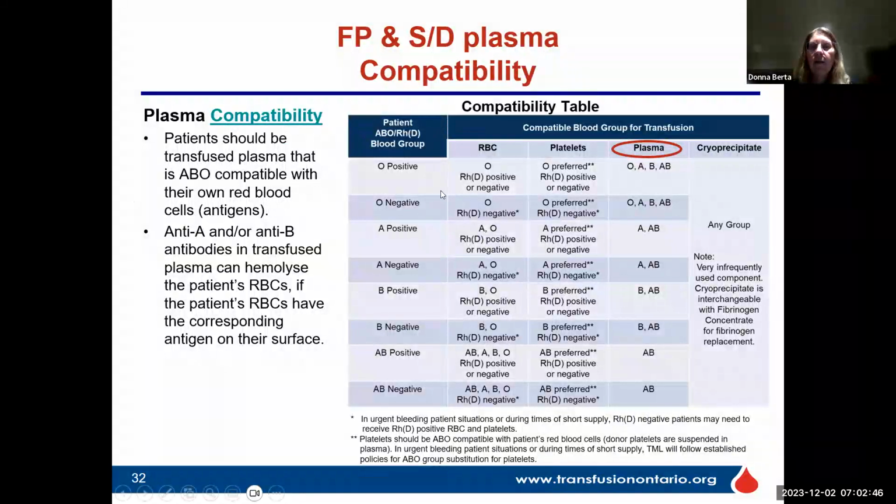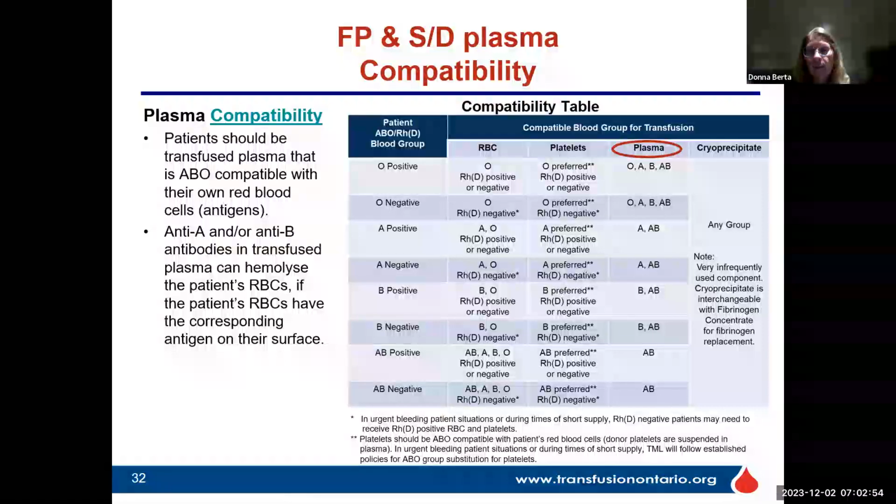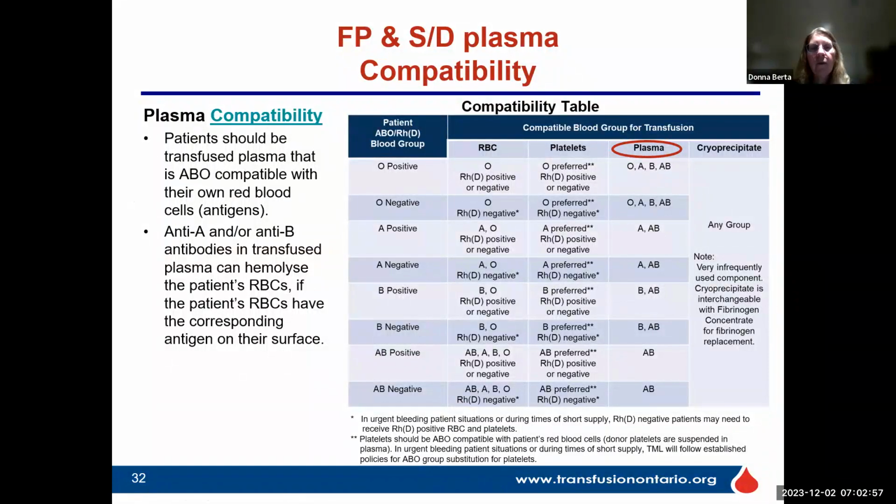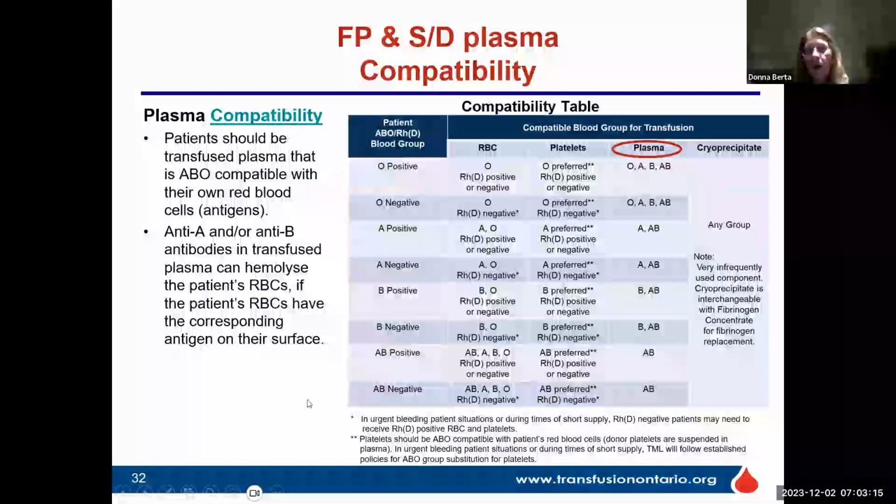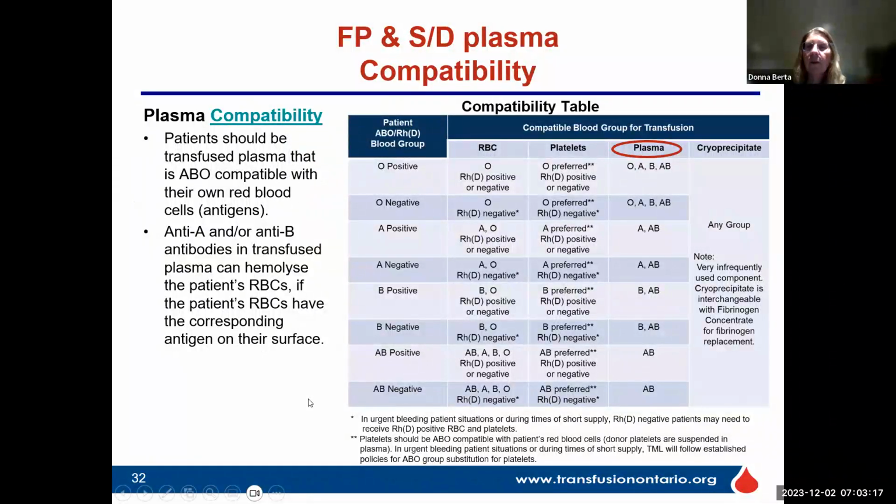This is a standard compatibility table. Every hospital has one, and patients should be transfused plasma that's ABO compatible with their own red cells. Plasma, depending on the blood group, has anti-A and or anti-B antibodies in it, and that could hemolyze the patient's own red cells if they have the corresponding antigen. If you want more information about compatibility, there is a link to some compatibility information here. We're not going to discuss that at any further length.